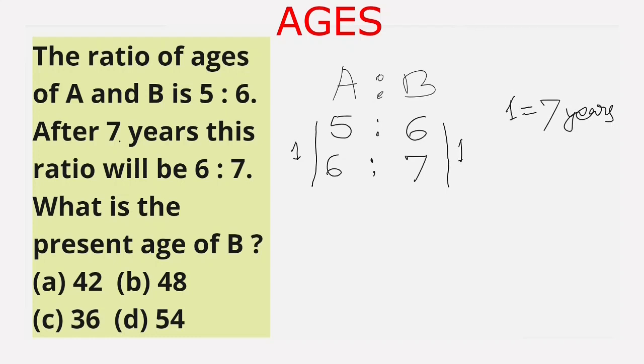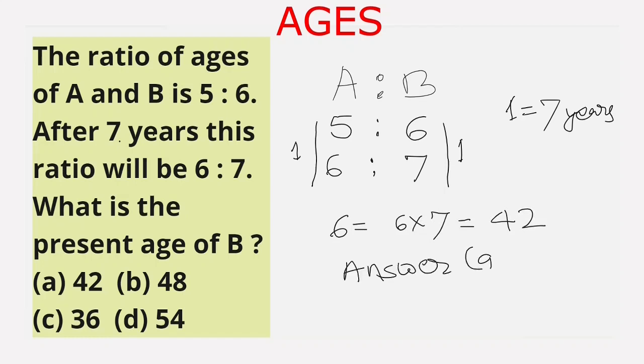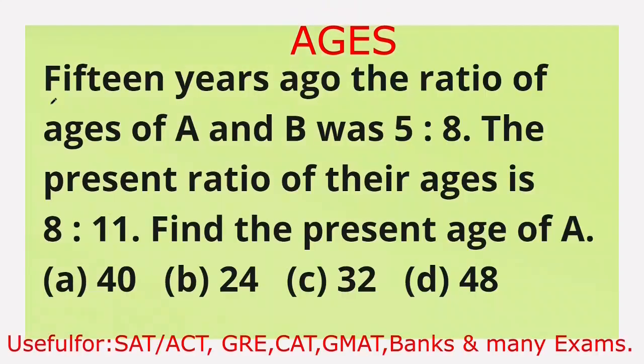Therefore 6 equals, as the ratio of A and B is 5:6 and the age of B is 6, so 6 equals 6 multiplied by 7, which is 42 years. Hence, our answer is option A, 42 years. I hope you have understood the shortcut method of solving it. We go to the next question. Our question is, 15 years ago, the ratio of ages of A and B was 5:8.